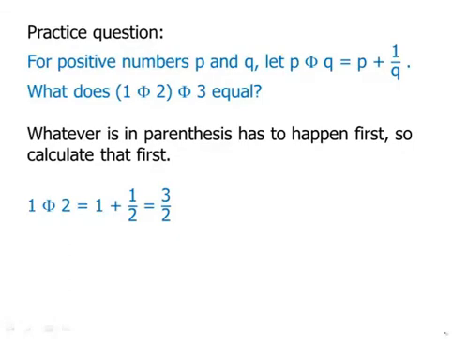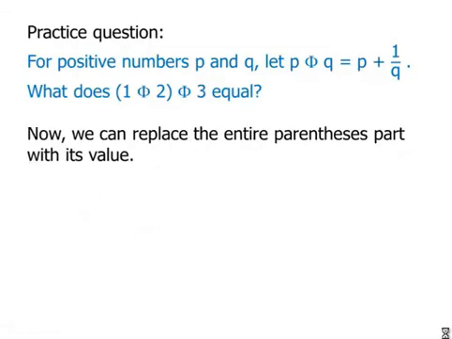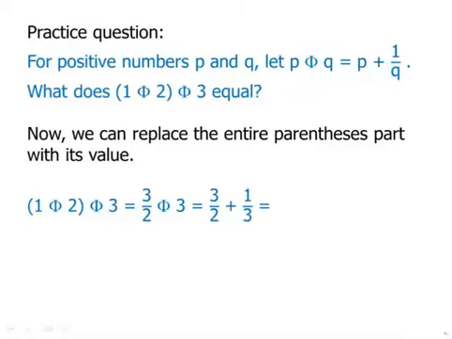Now we can replace that whole parentheses with its value. Everything inside the parentheses has a value of 3/2. So we can just replace that. So 1 phi 2 becomes just 3/2, and we get 3/2 phi 3. So this would be the first number plus the reciprocal of the second number, 3/2 plus 1/3. We find a common denominator, and we get an output of 11/6, and that's the value.